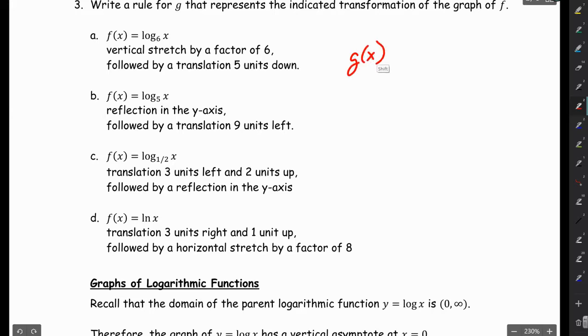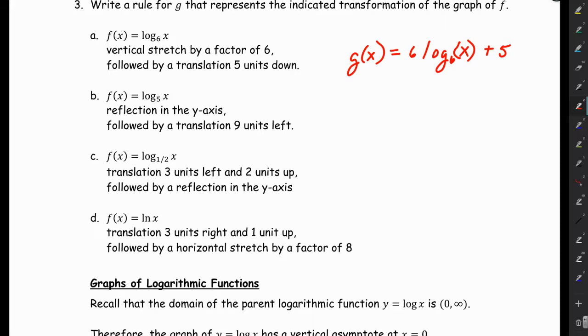So a vertical stretch means we have a value out front, and we're going 5 units down. So that's going to be x by itself and plus 5 outside. Now, you can include the parentheses or you don't have to. I just like to include them as good practice. If you have a translation, though, that's going left or right, you absolutely will need the parentheses.